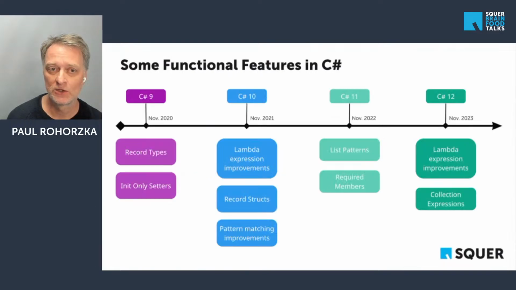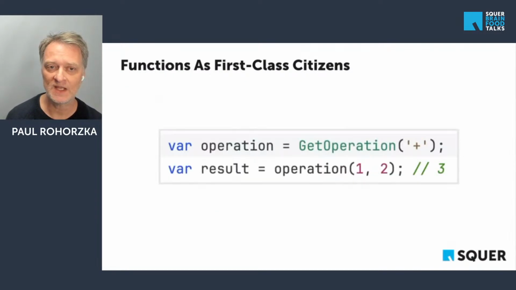So if we take a look at the latest versions of C#, then we see over the last years there have been a lot of additions that support us in the possibility to really use functional paradigms also with C#. And one of the things that we have, and we have that since ages basically, is to use functions as first-class citizens. So what does that mean?